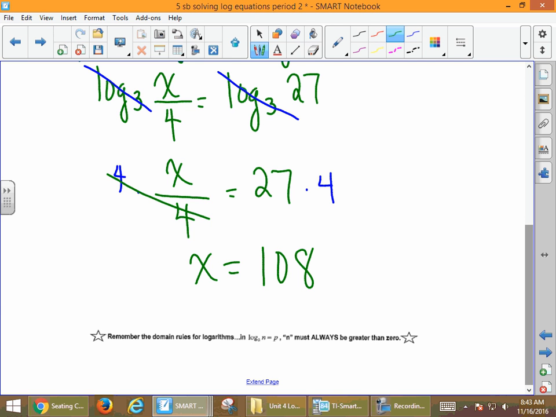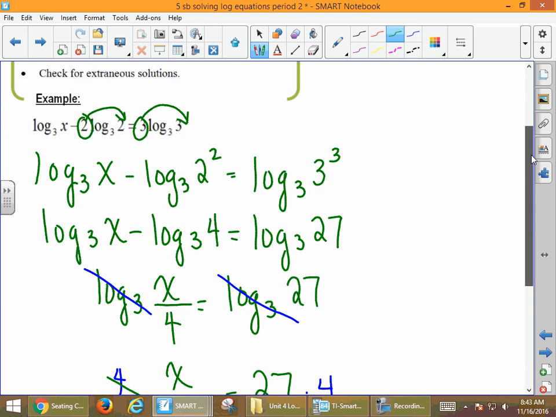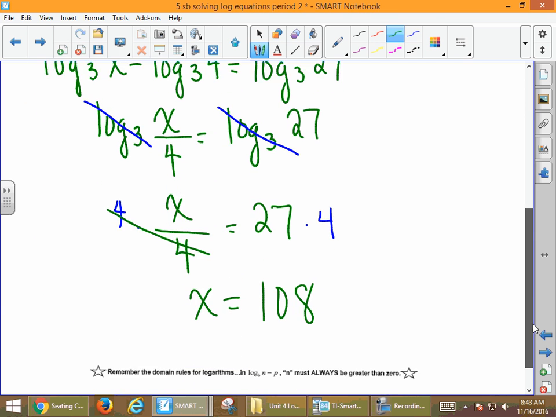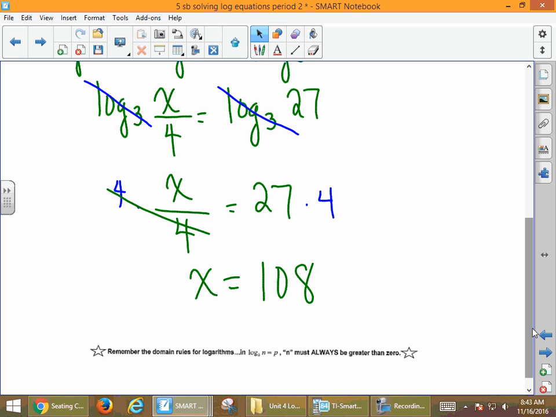Now, we look at this and we need to figure out, is this an extraneous solution? So once again, we need to go back into the original equation, and we need to make sure that this value, sometimes on the internet called the argument, has to be positive. 2 is already positive, we don't have to worry about that. And 3 is already positive. But when we put 108 back into the equation, 108 is greater than 0, which is the domain of the function. So 108 is a solution to our logarithmic equation.